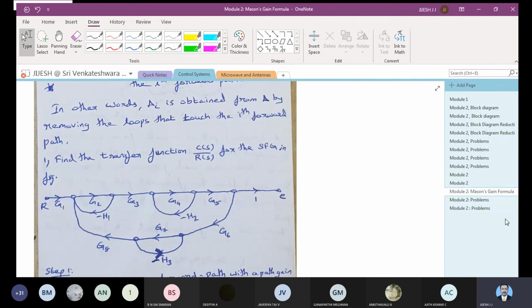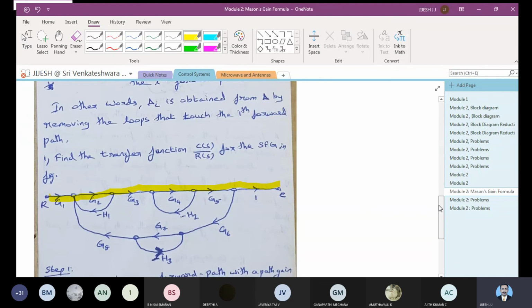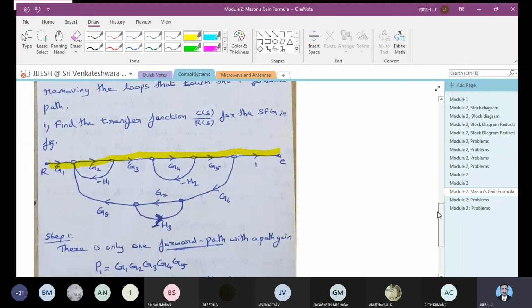Yes, one. One is correct. Other than this forward path, I don't think you can see any other forward path. Can you see any? No, sir, only one, sir. Yes, that's it, one. So this first step you can write down. There is only one forward path, and the path gain you need to write as P1. P1 is equal to G1 G2 G3 G4 G5.